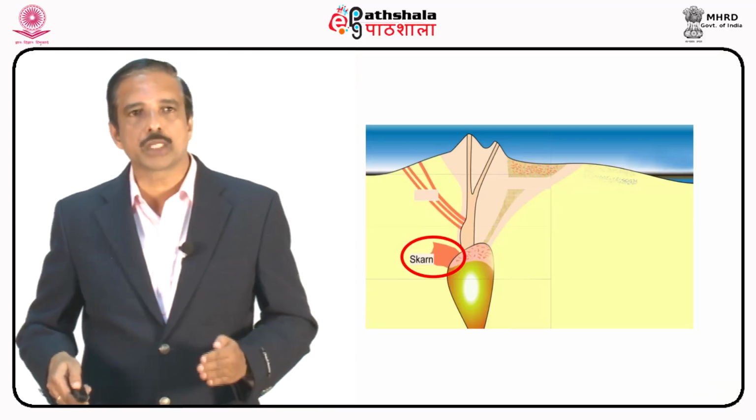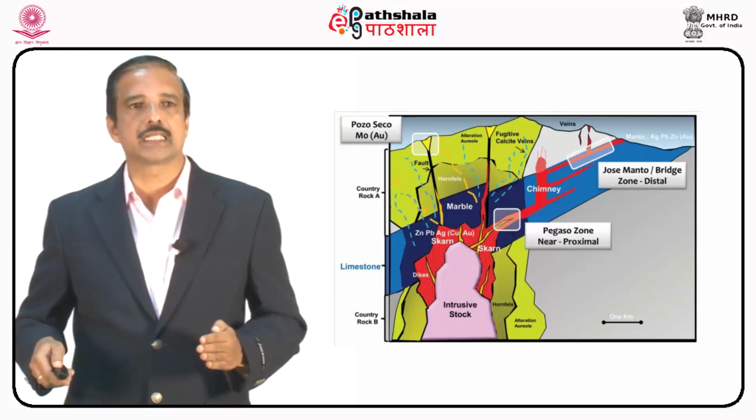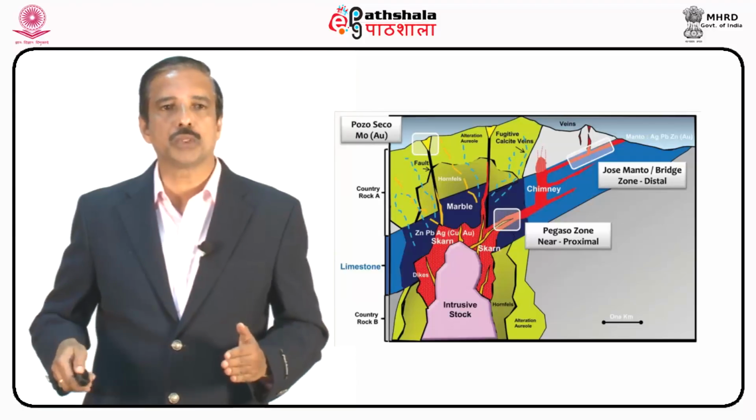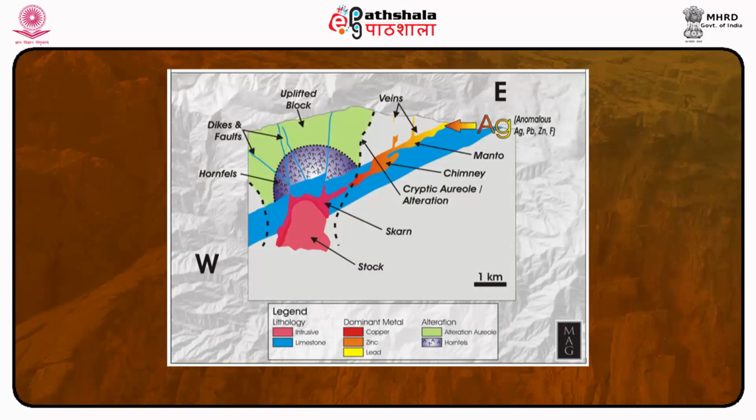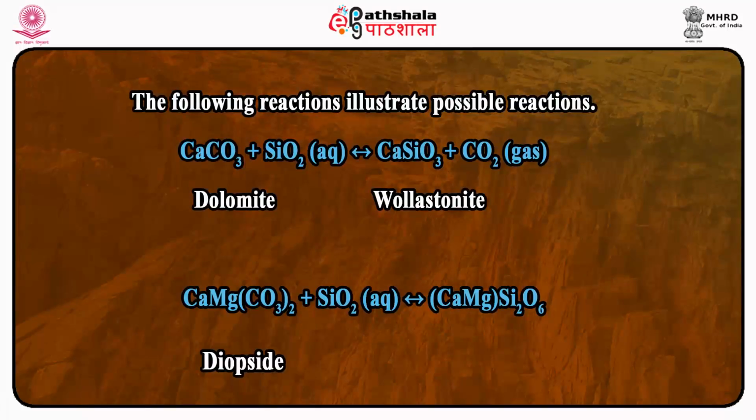The character of the alteration products depends in large part upon the invaded materials and to a lesser extent upon solution composition. For example, the introduction of siliceous fluids into limestone ordinarily results in calcium rich minerals such as wollastonite and idocrase, whereas the invasion of the same fluid into dolomites forms magnesium rich minerals such as serpentine and diopside. The following reactions illustrate possible reactions. Calcium carbonate plus SiO2 giving rise to wollastonite with release of carbon dioxide gas. Dolomite plus SiO2 can give rise to diopside.